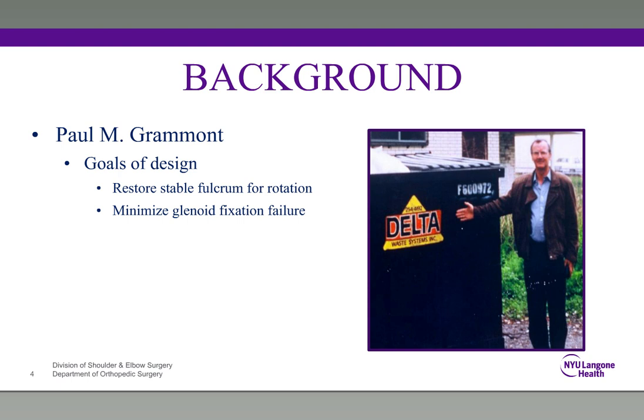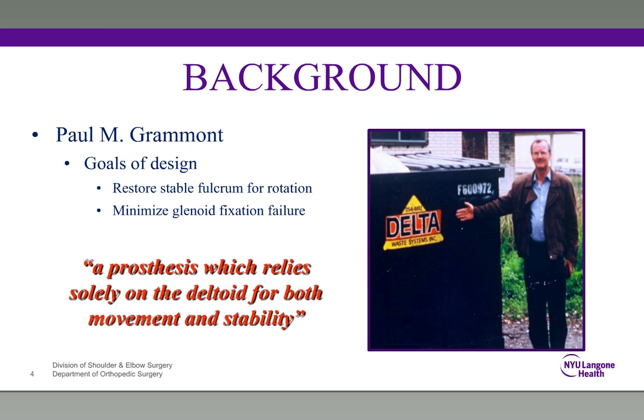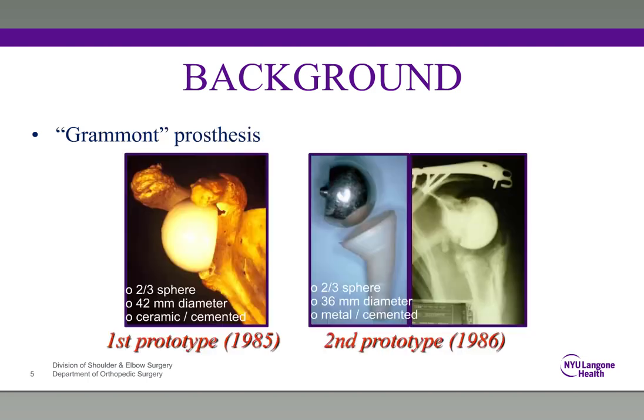Then along came Paul Grammont in the early to mid 1980s. He came up with a design, and he wanted to essentially improve this concept of a constrained shoulder replacement system, where you could restore the stable fulcrum for rotation of the shoulder while minimizing the failure of fixation on the glenoid side. He came up with a quote that says that he would like to design a prosthesis that relies solely on the deltoid for both movement and stability. He did come up with various prostheses.